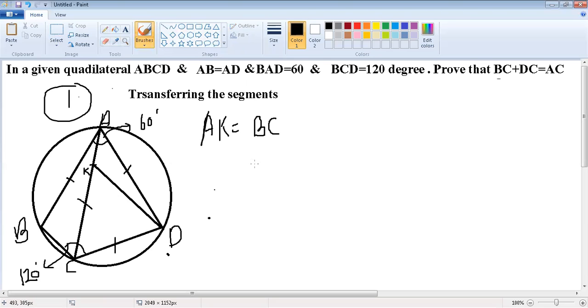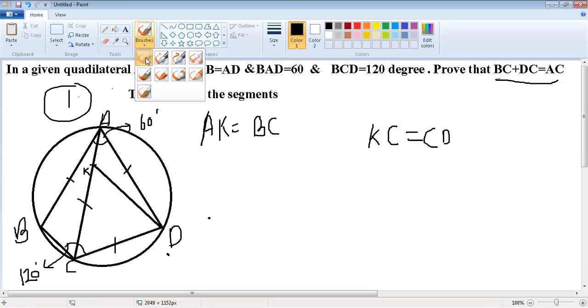equals CD. Now proving BC plus DC equals AC is equivalent to proving KC equals CD, because once KC is proved to be CD, AK was pre-assumed to be BC, so AC is total AK plus KC, which in turn equals BC plus CD. I hope you are understanding what I'm telling. So let's start how to prove that.